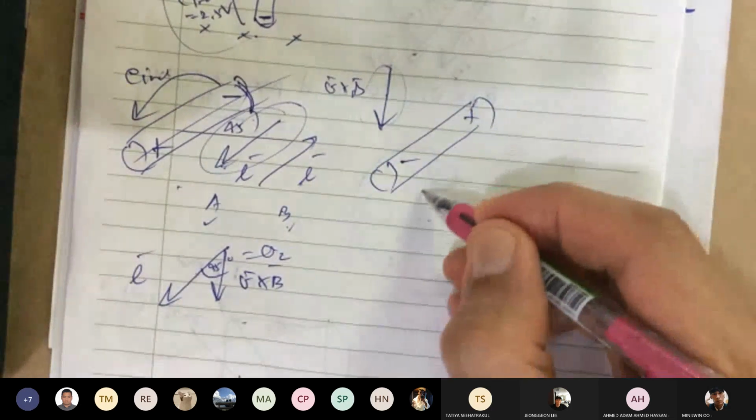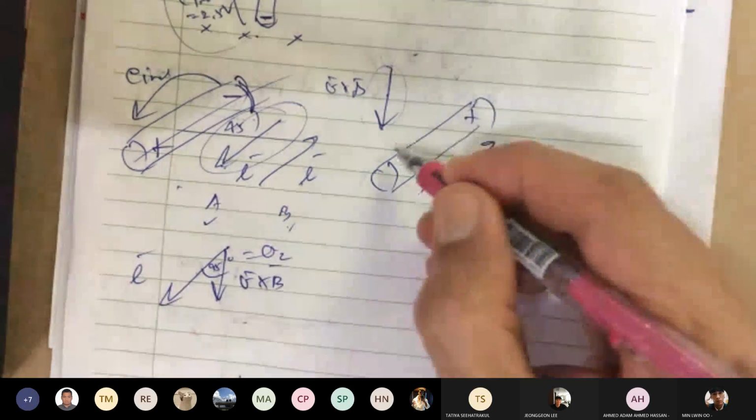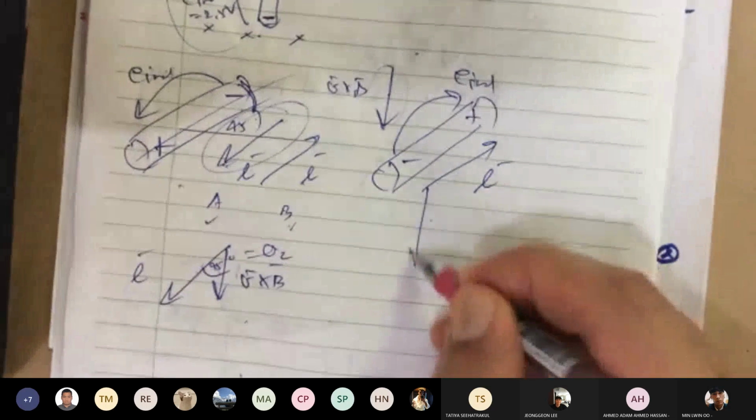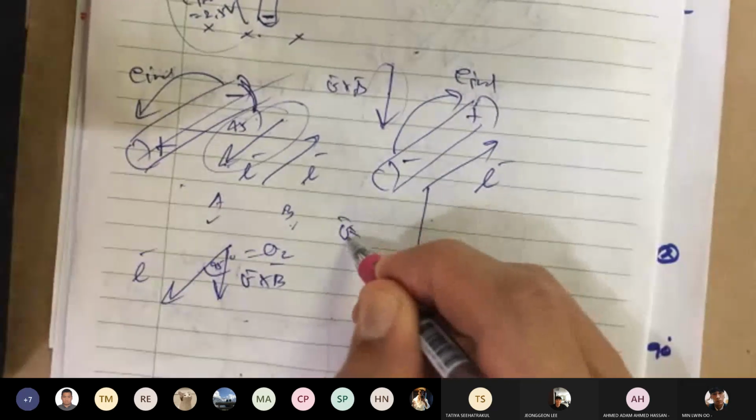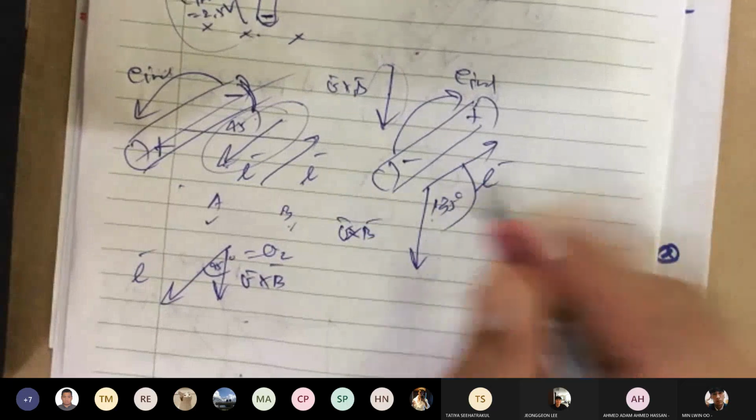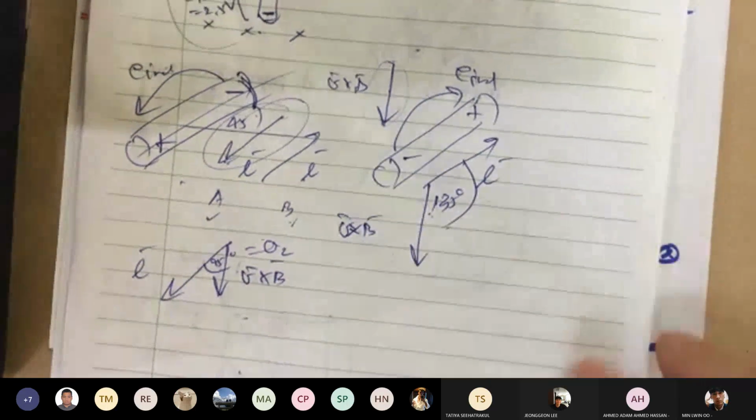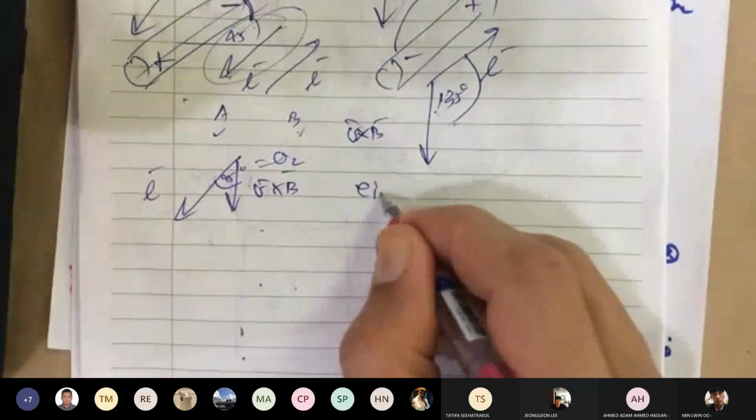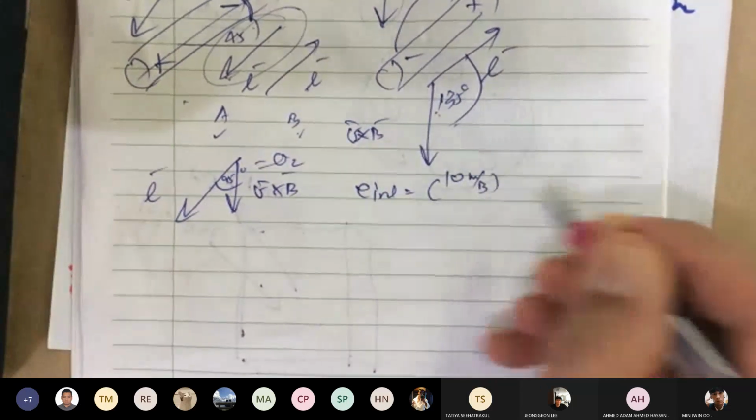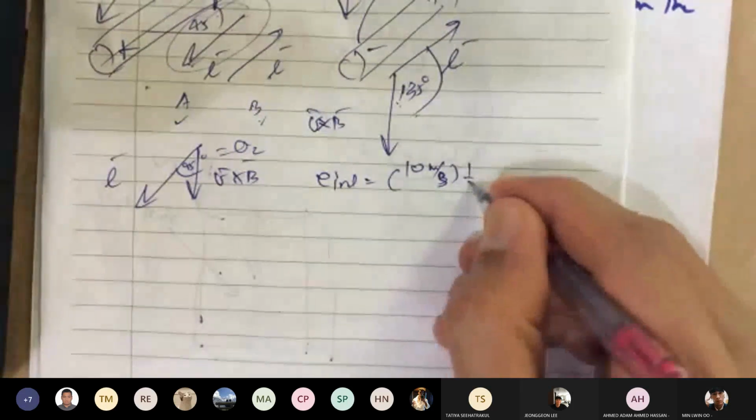Negative, positive, vector L. See, the induced voltage would be opposite of A. V cross B is still downward. The angle here is 135, 90 plus 45. So your induced voltage will become V, 10 meters per second, B is 0.5, which is 1/2 Tesla.